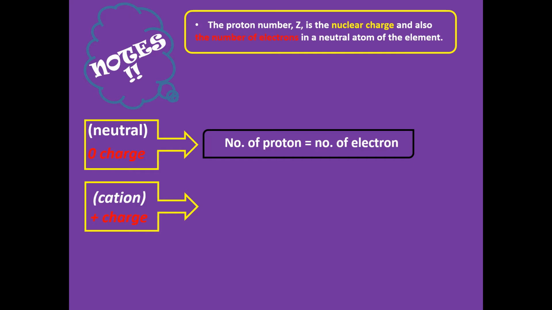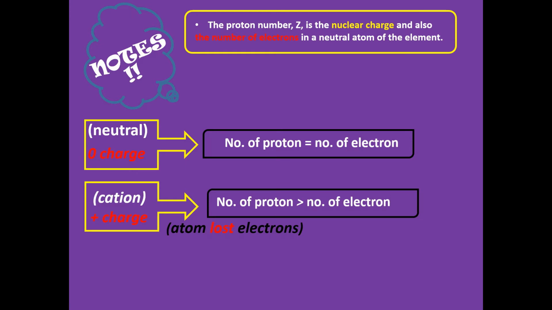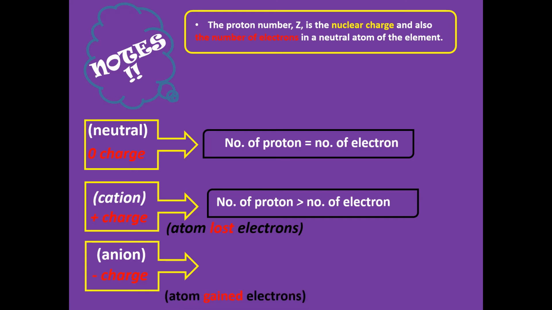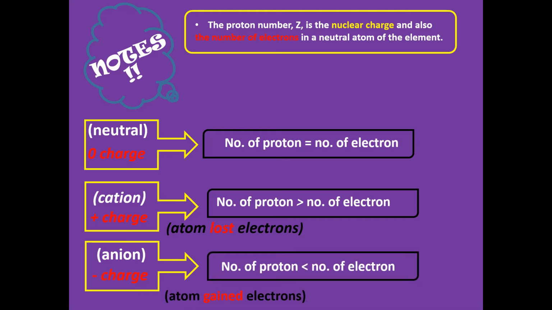For a cation with positive charge, it means the atom lost electrons, so the number of protons is greater than the number of electrons. Anion with negative charge: the atom gained electrons, so the number of protons is less than the number of electrons.